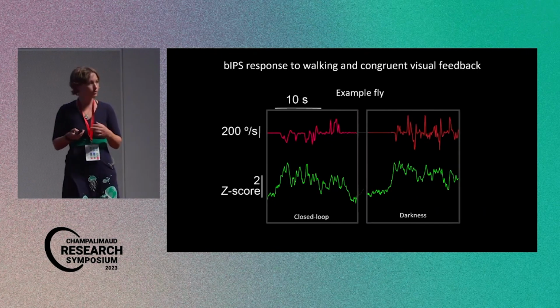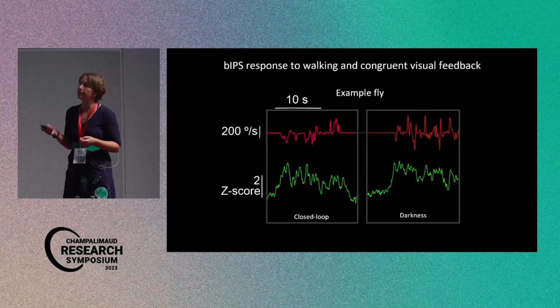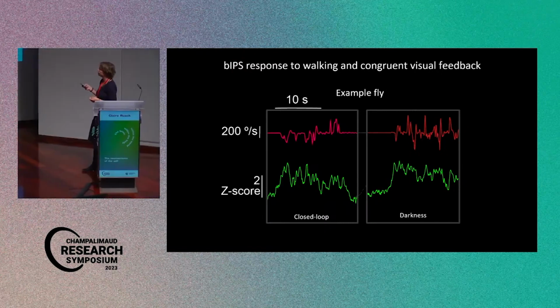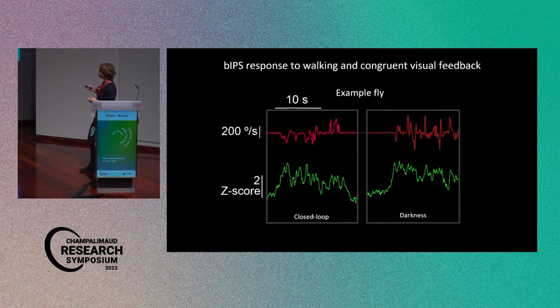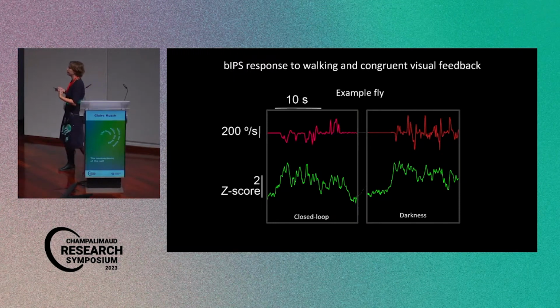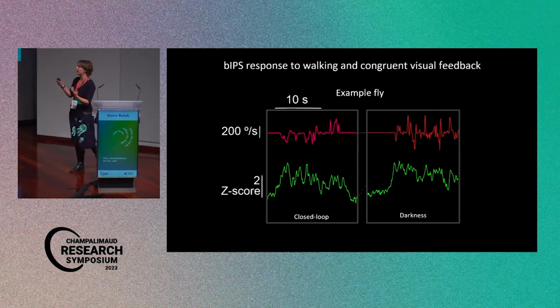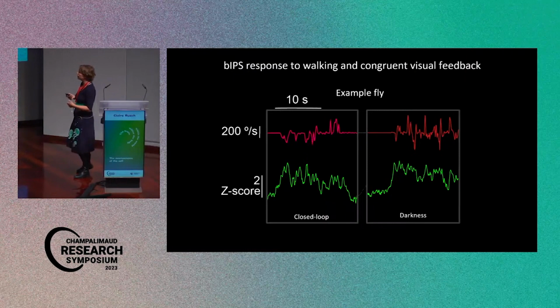Okay, so here I'm just plotting again an example time series of what's going on for 10 seconds of closed loop, a little bit more, 20 seconds of closed loop, and 20 seconds of darkness. On the top, you have the angular velocity, so the turning, and on the bottom, you have the calcium response. And again, when you look at this, there is no obvious difference. It's not that the calcium signal is overall way higher when it's in closed loop.